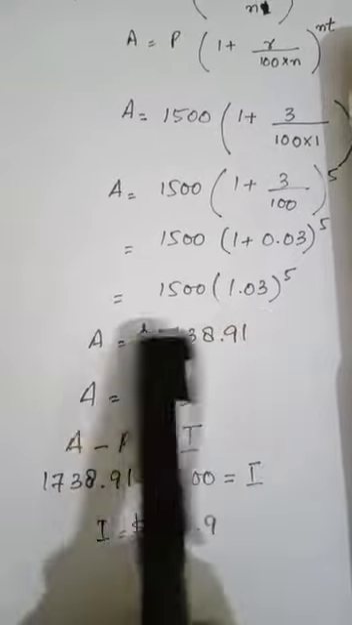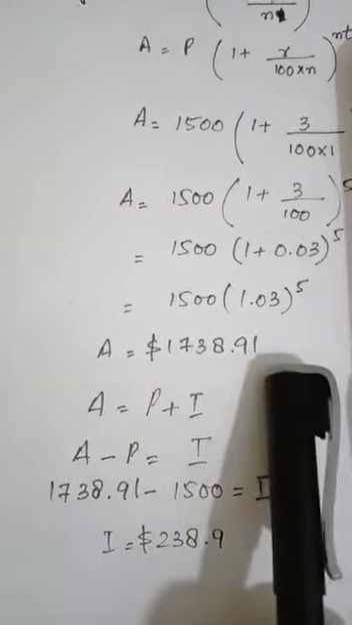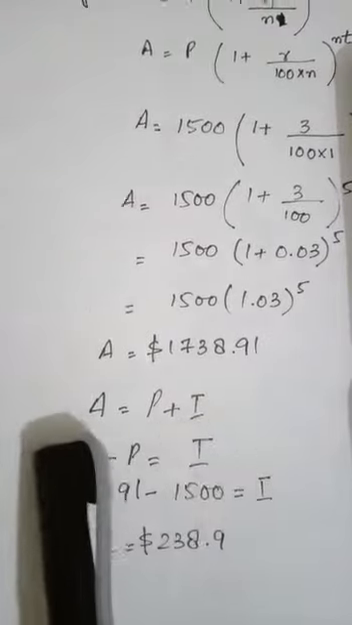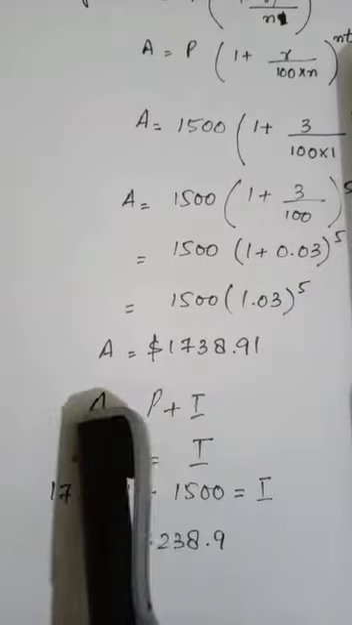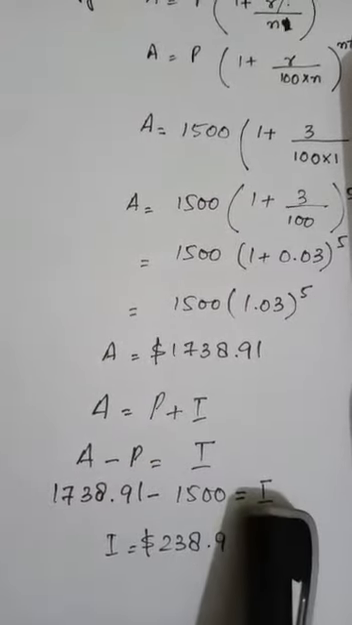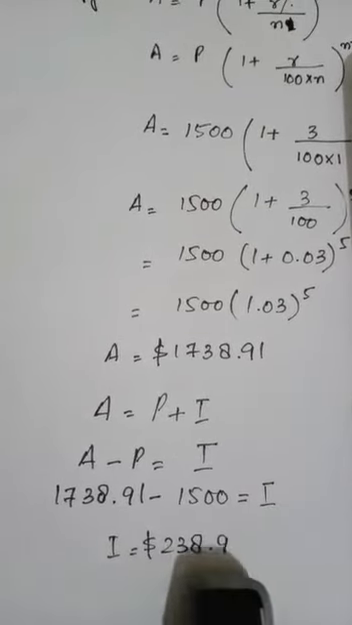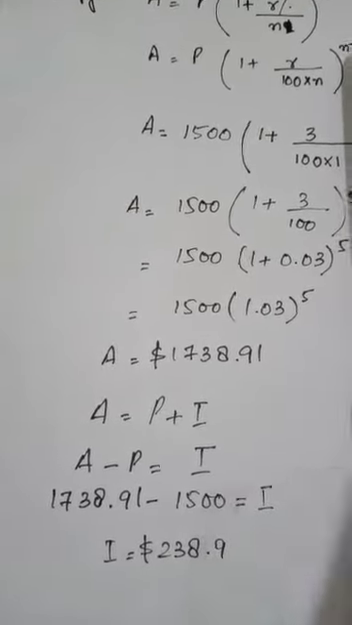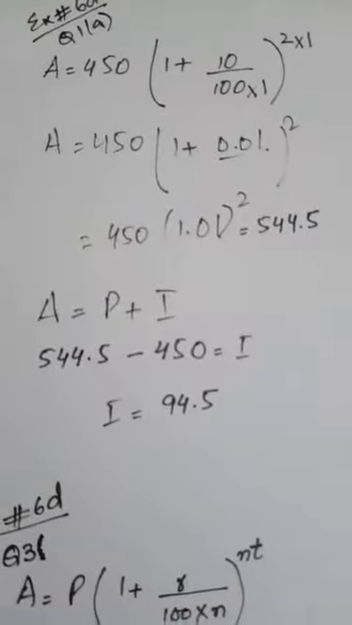Then I told you that whatever value we are getting, it's the value of the amount. So how can we find the interest? We know that amount is equal to principal plus interest. So we will shift this principal to the left-hand side: amount minus principal is equal to interest. So the value of the compound interest is 238.9.